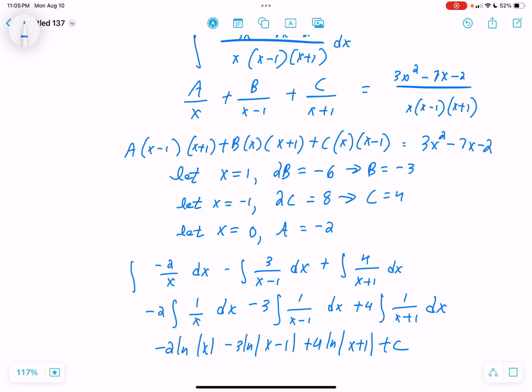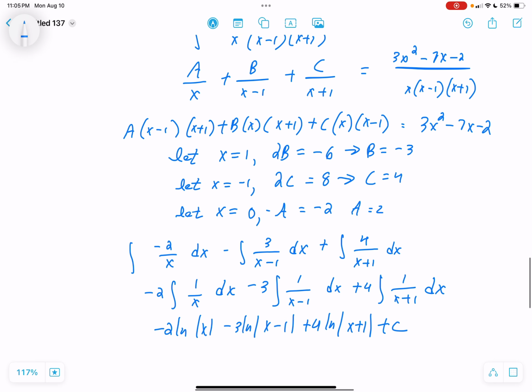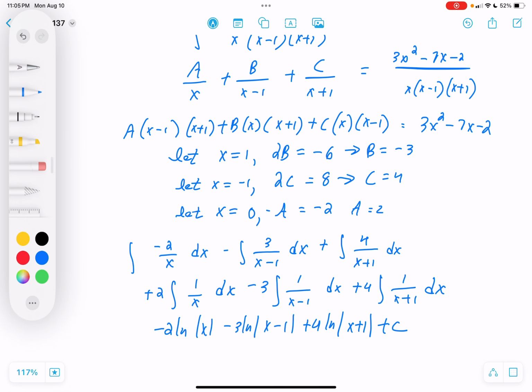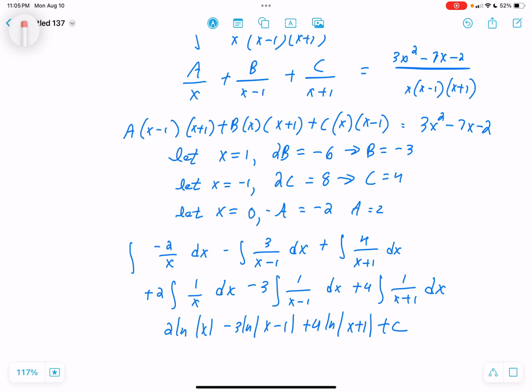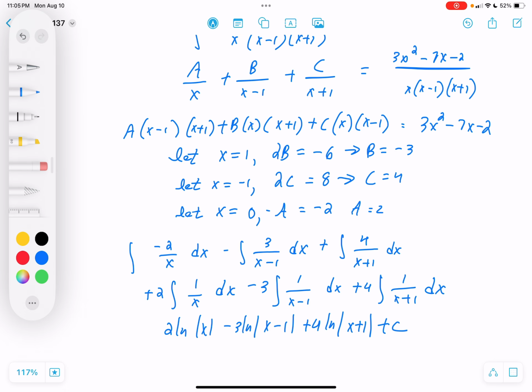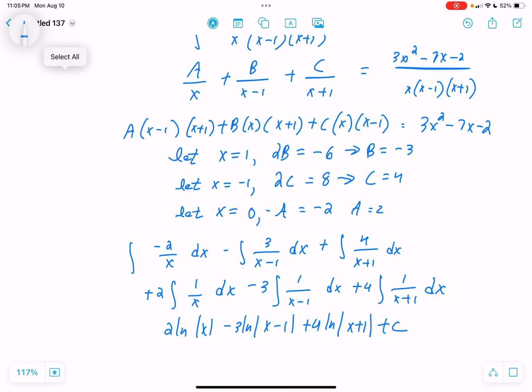I know what's off. When I let x equal 0 here, it's negative a equals negative 2, and therefore a actually equals 2. My bad there. So this is really plus 2, and this negative can just go away. So let me get out my eraser. There we go. That's the correct answer. I knew something felt off. All right.